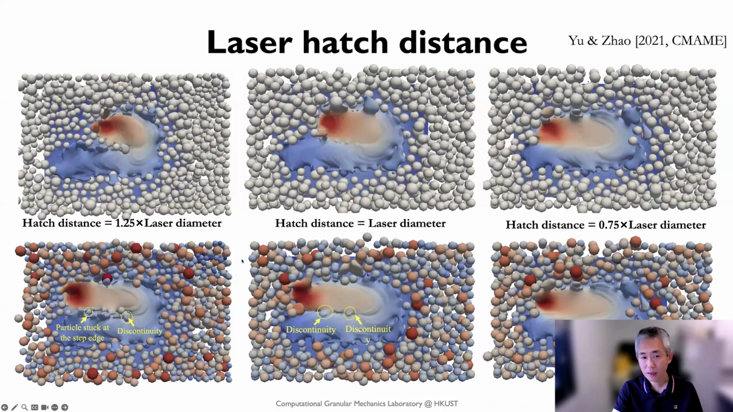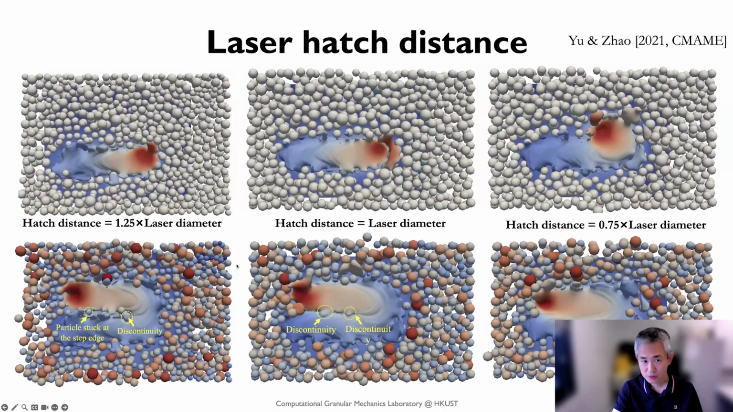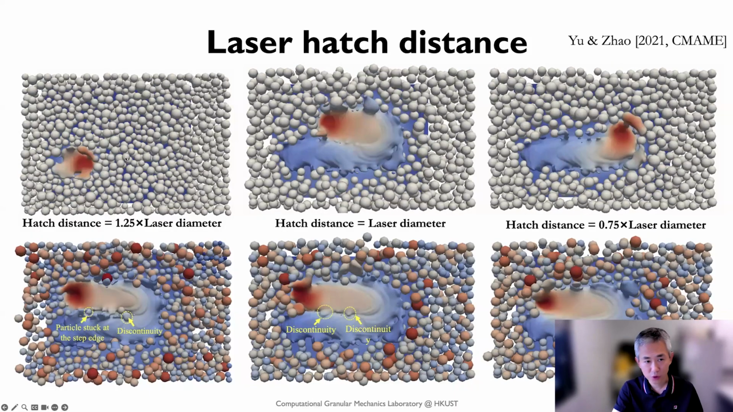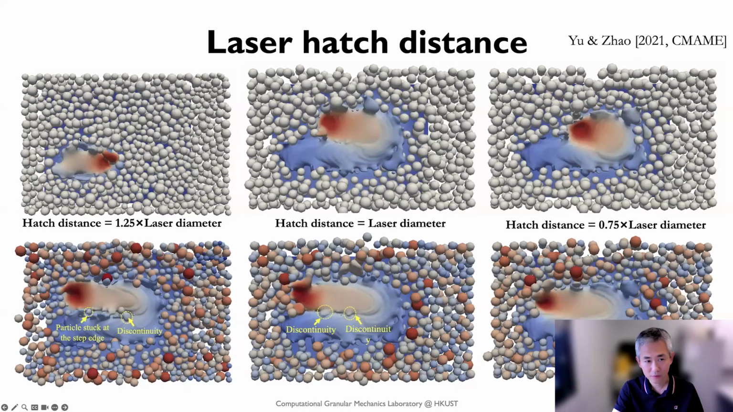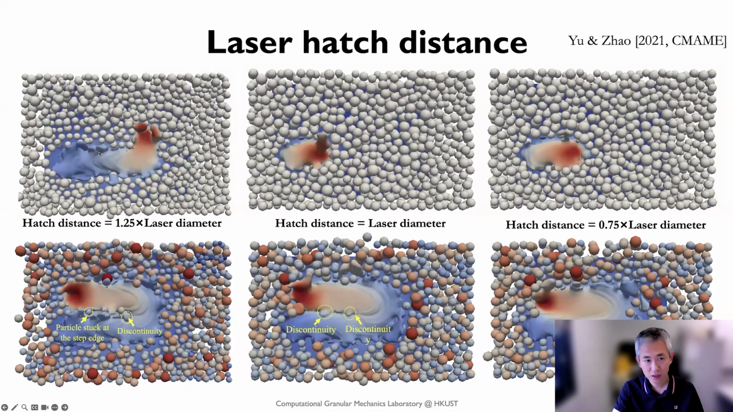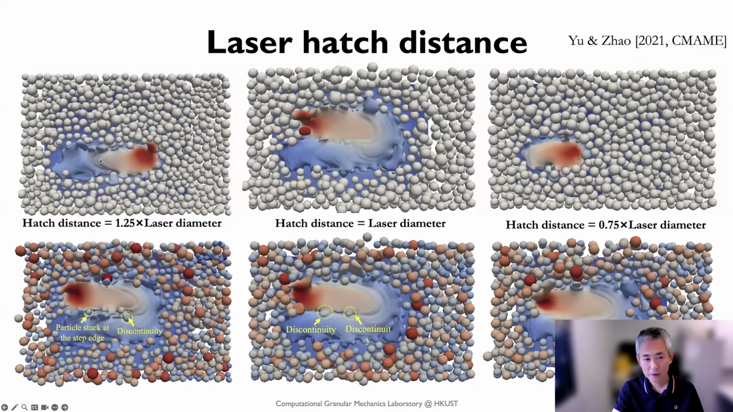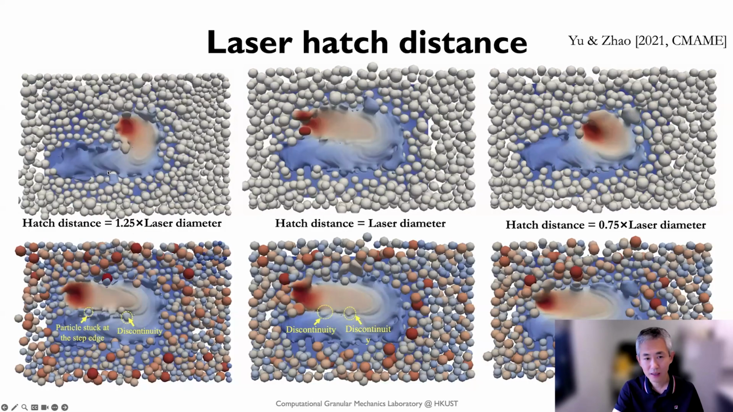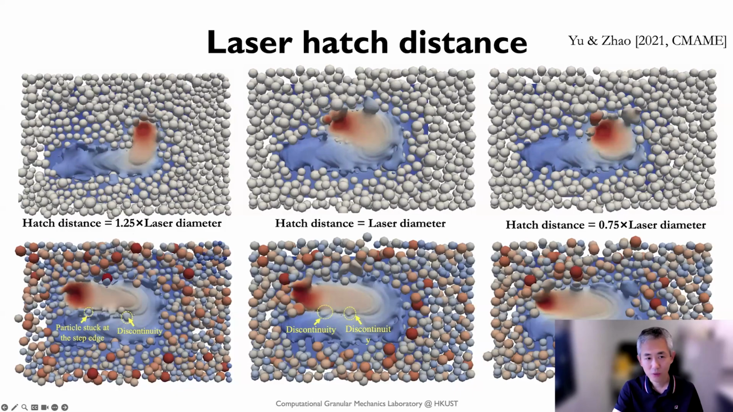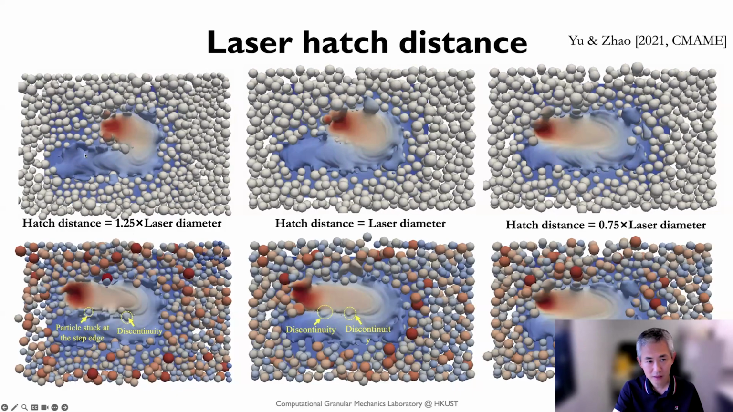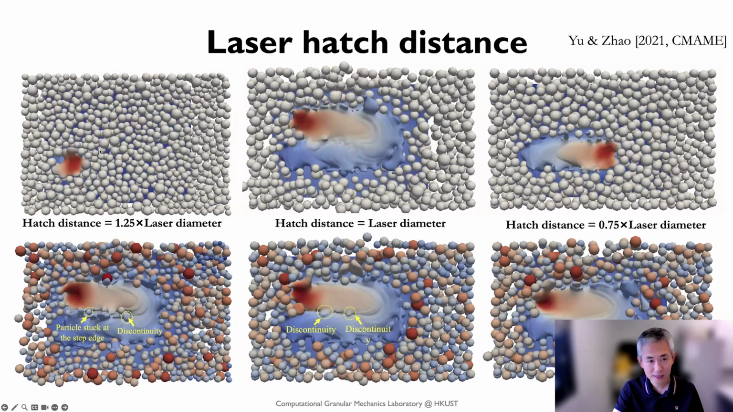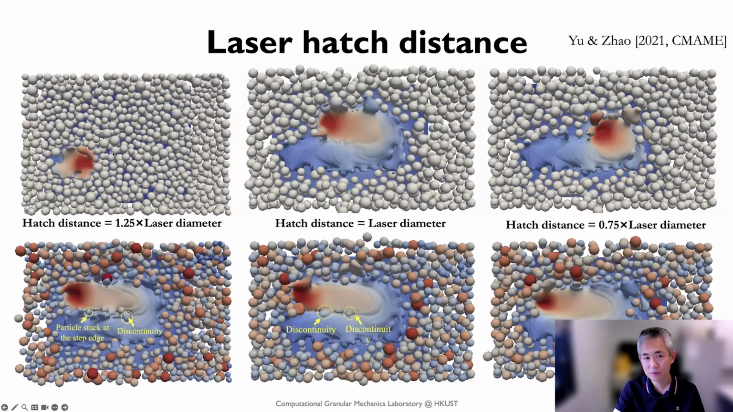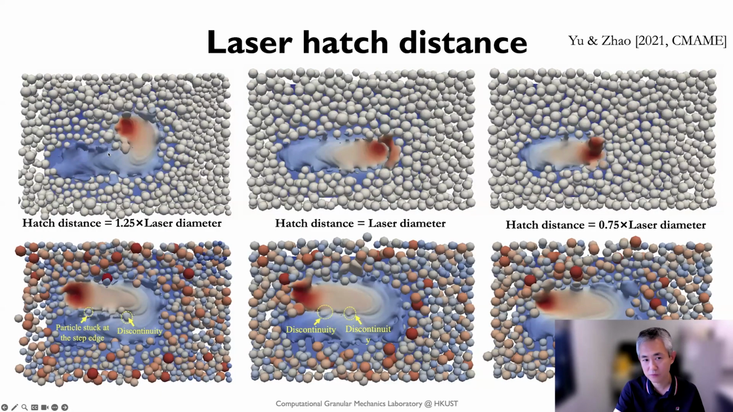And another thing is called hatch distance. So-called hatch distance is, for example, when you go in one direction, you go back for another track. If there's a 1.5 distance, you leave 1.5 times the laser diameter and leave a gap here. You can see here in the middle, there are some particles unmelted, and this will form a very strong surface roughness, which is not good for the quality.